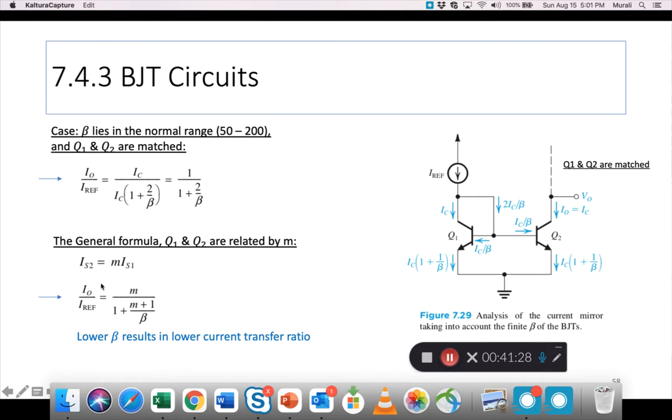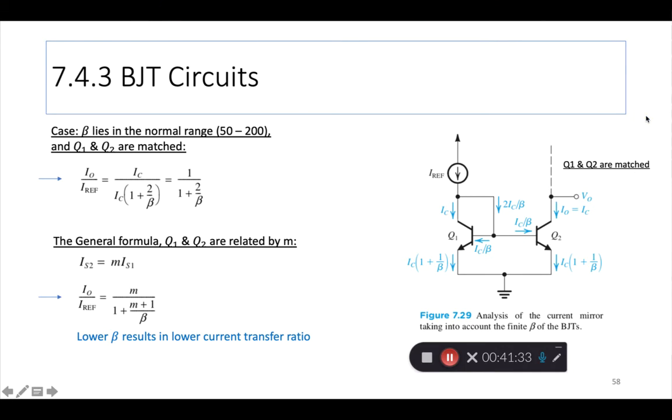So all this derivation is again in the textbook. Please take a minute and go through it.